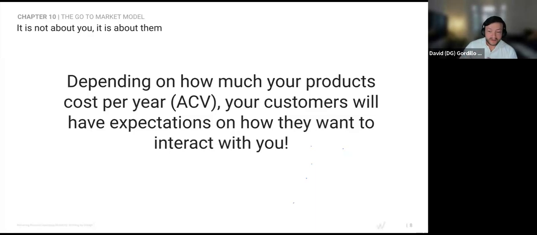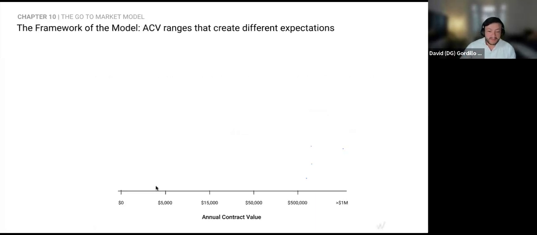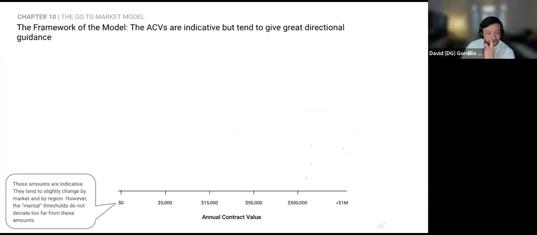So in order to create the model, let's start by depicting on a horizontal axis different ranges of annual contract values. The annual contract values that we have on the screen tend to be directional. They are only an indication because they can vary by region, they can vary by industry, they can have different amounts. However, these mental thresholds tend to be aligned with the customer expectations.